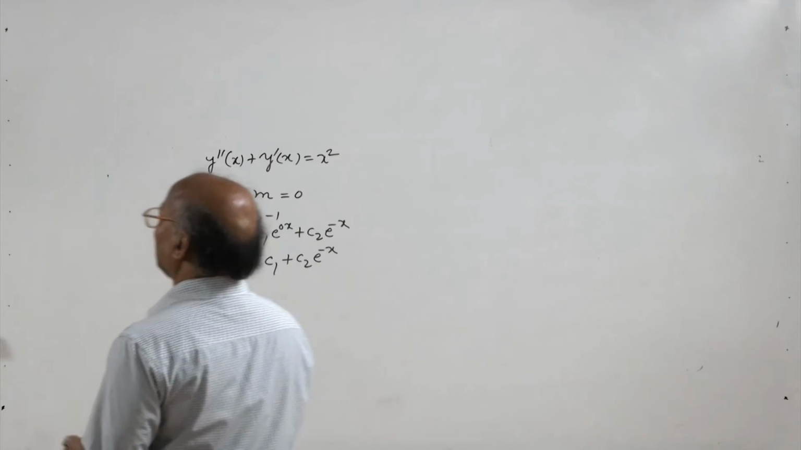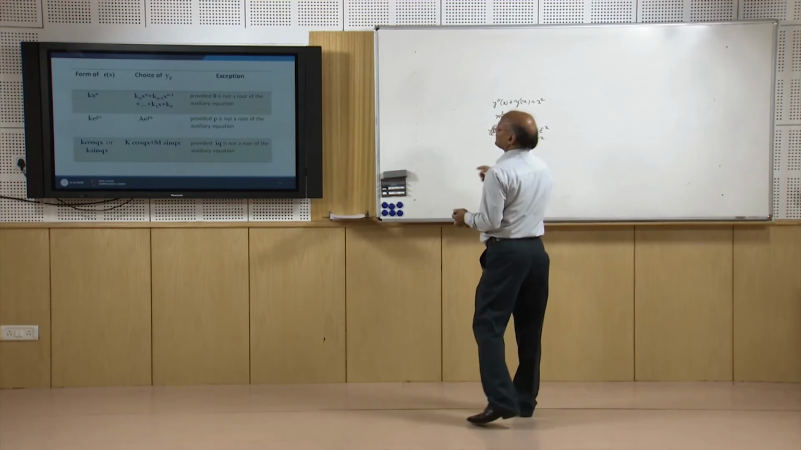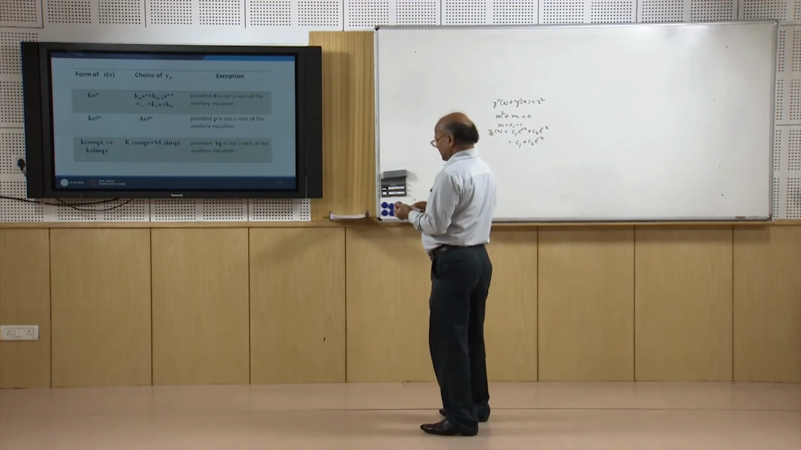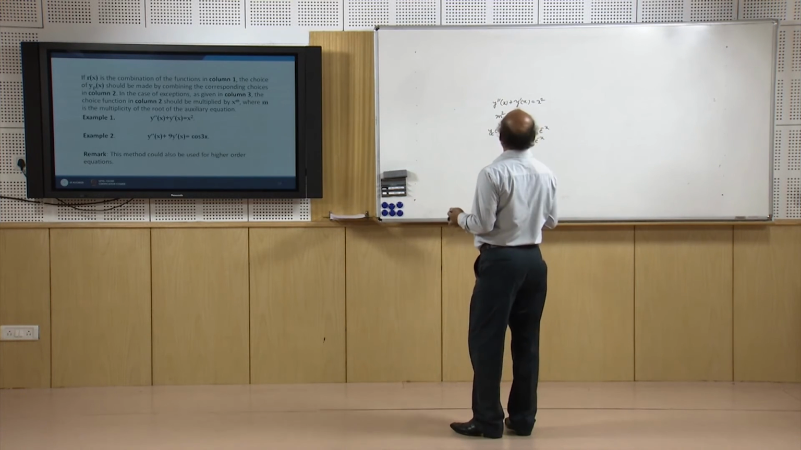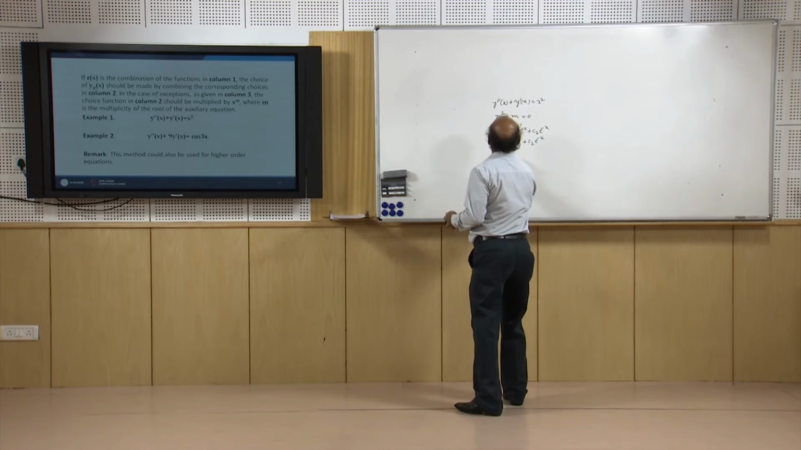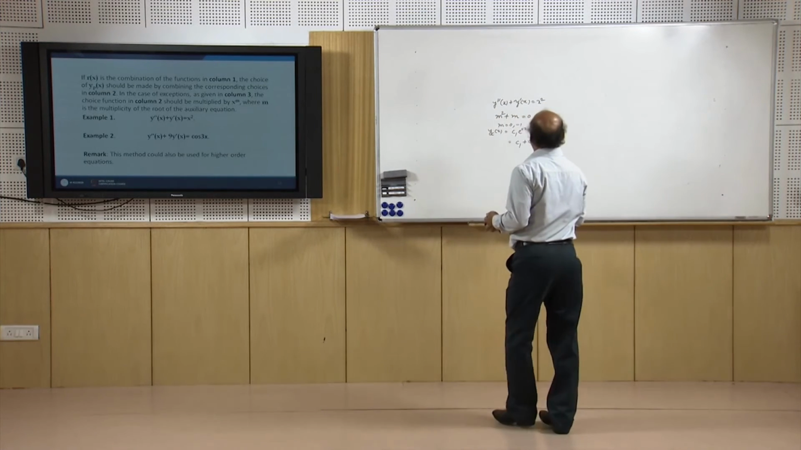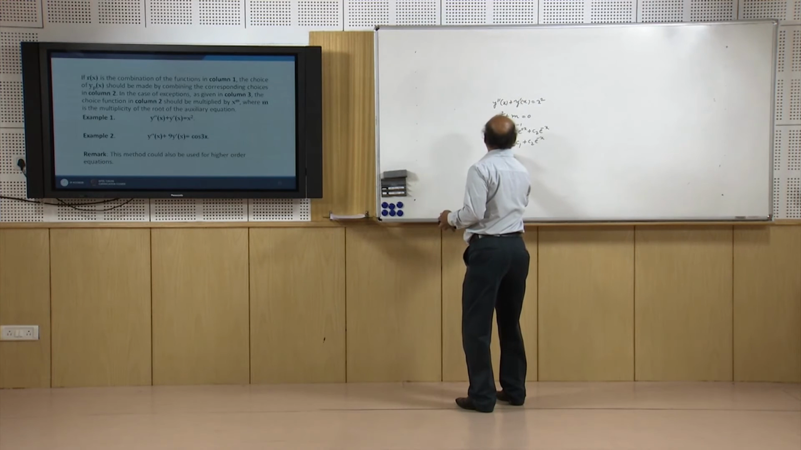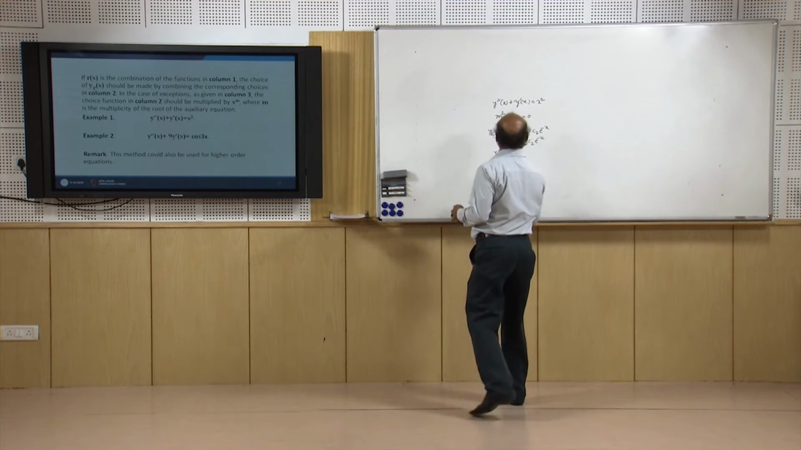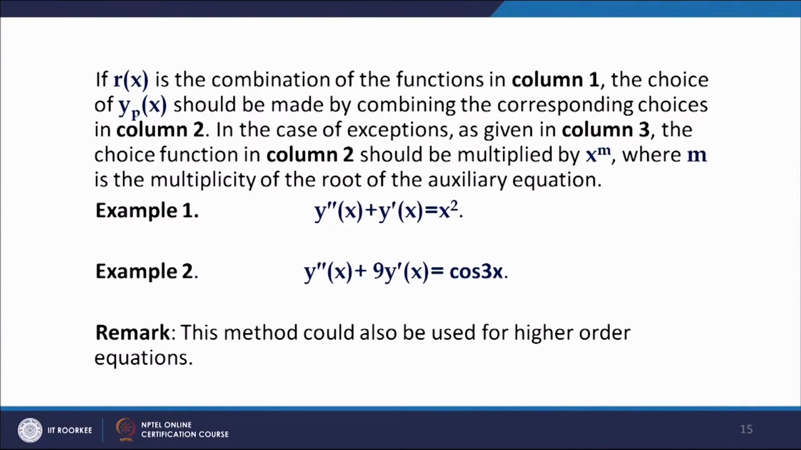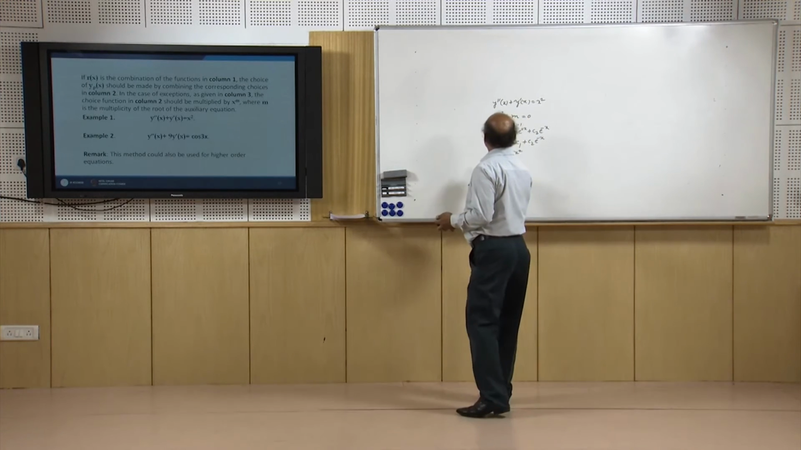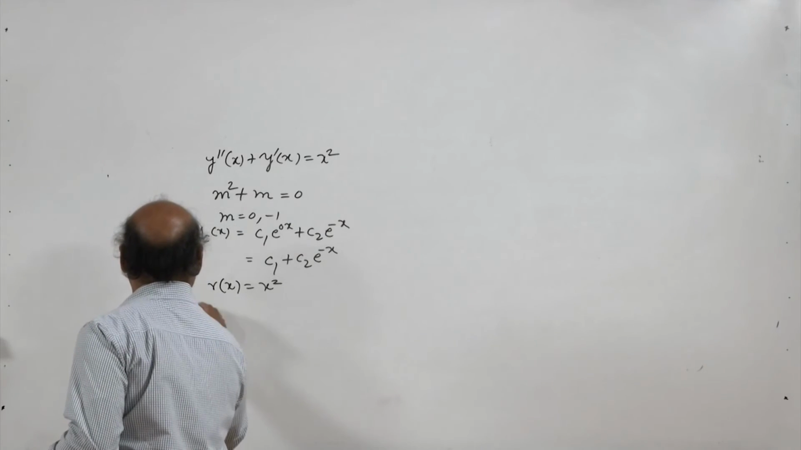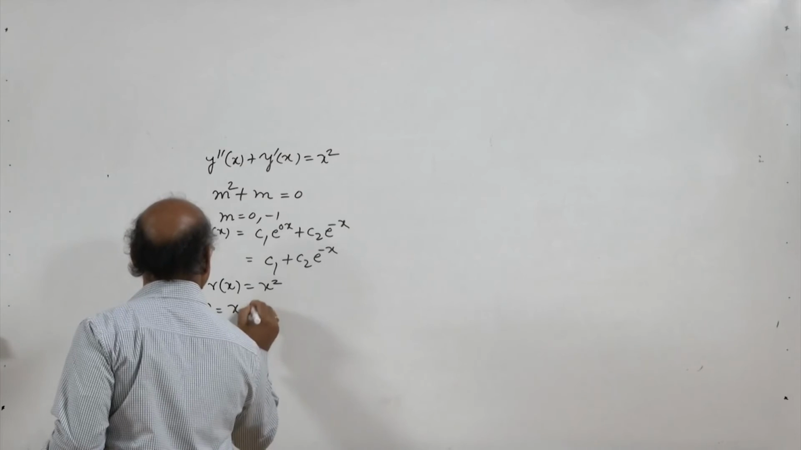0 is a root of the auxiliary equation, so this is an exceptional case. 0 occurs once, and therefore we have to multiply by x. Because Rx is given to be x square here, the natural choice of yp(x) should have been ax square plus bx plus c, but in this exceptional case we will multiply ax square plus bx plus c by x.